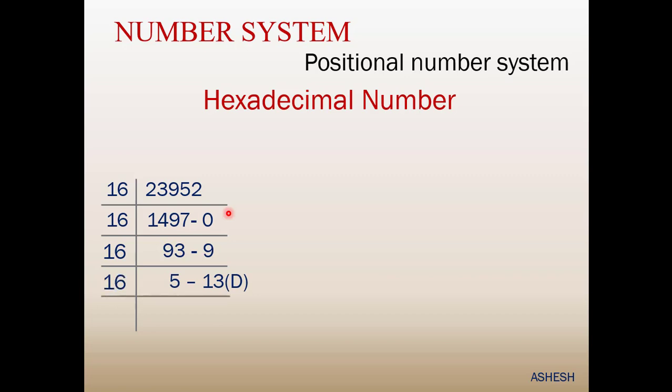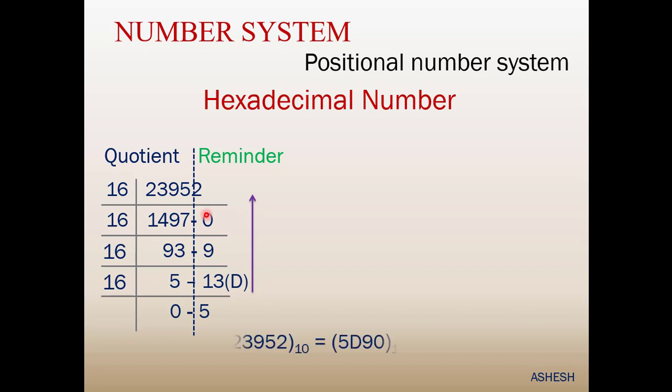Again 5 by 16, but it's not possible because 5 is less than 16. Sorry, we will not get any quotient. 5 will be the remainder. So our quotients are 0, 5, 93, 1497 and remainders 5, 13 or d, 9, 0. We'll count bottom to top. So 23952 decimal number equal to 5D90 hexadecimal number.